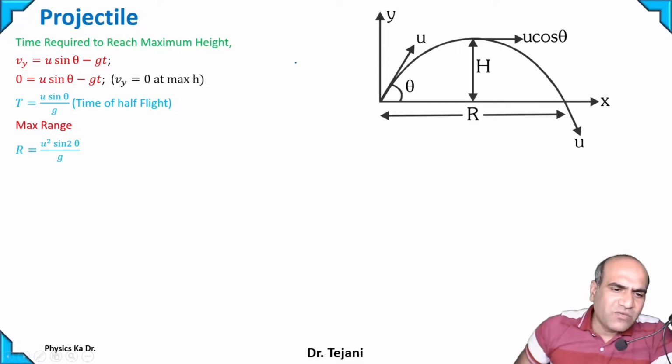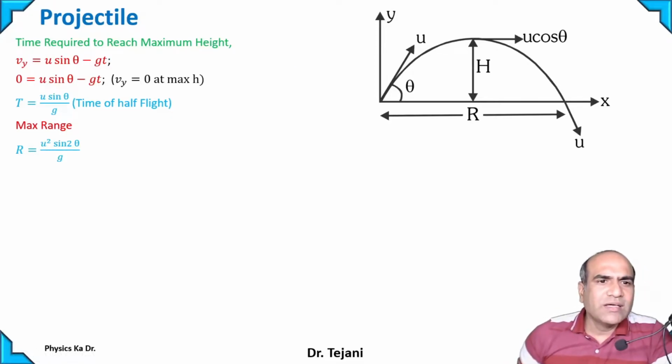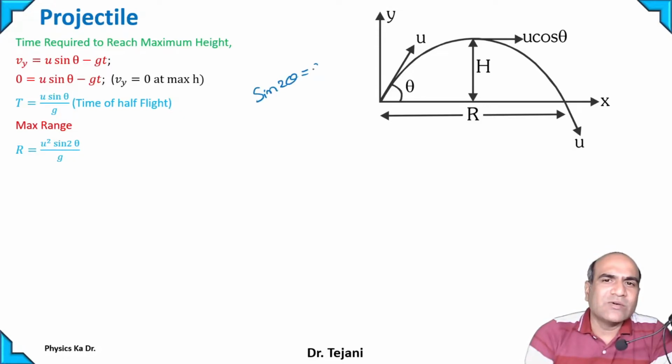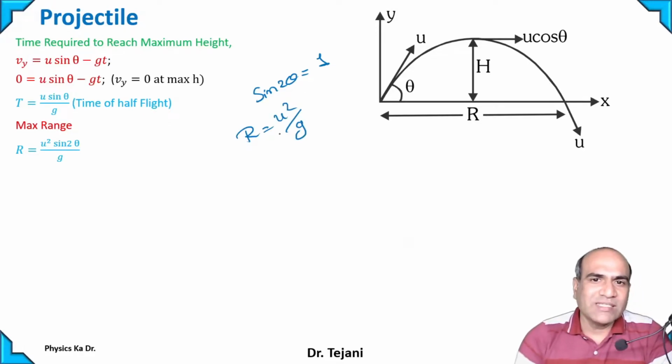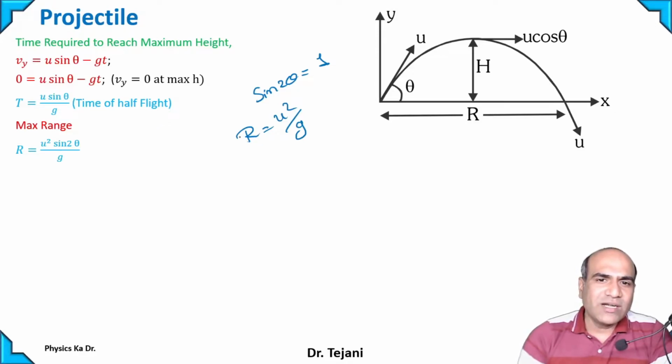See, we have the equation for range, which is u square sine 2 theta by g, and if sine 2 theta is equal to 1, at that time R becomes maximum. U square by g gives the maximum. When sine 2 theta becomes 1, we know that 2 theta becomes 90 degrees.